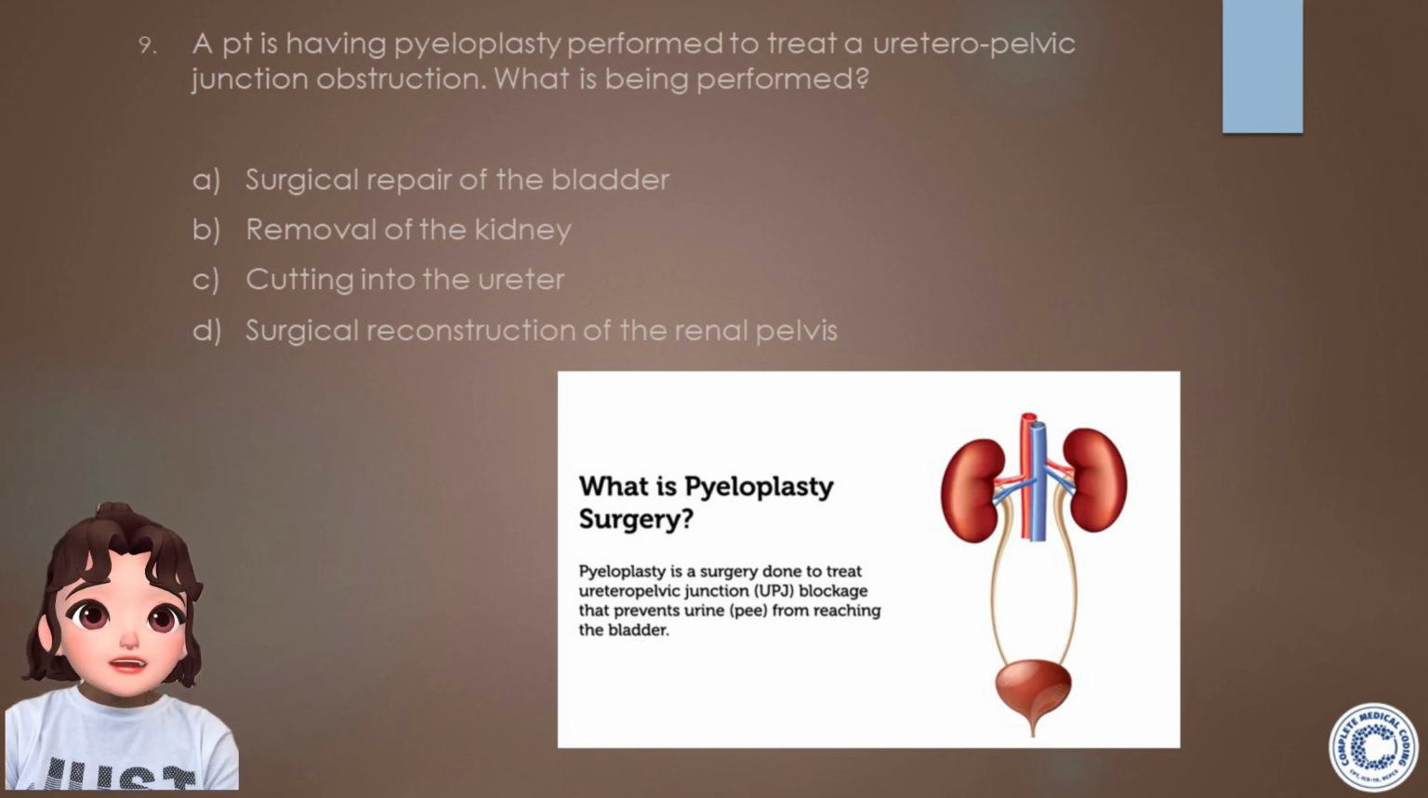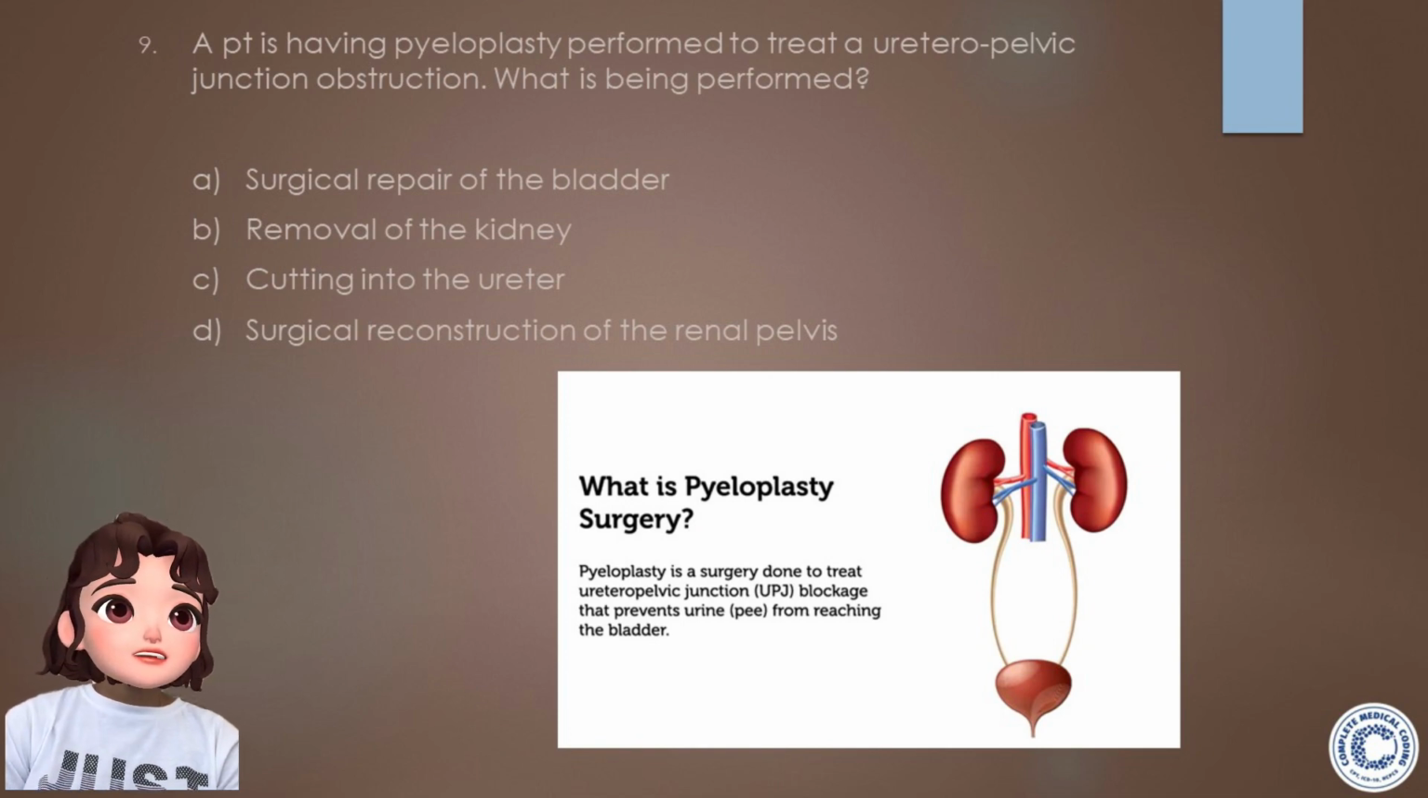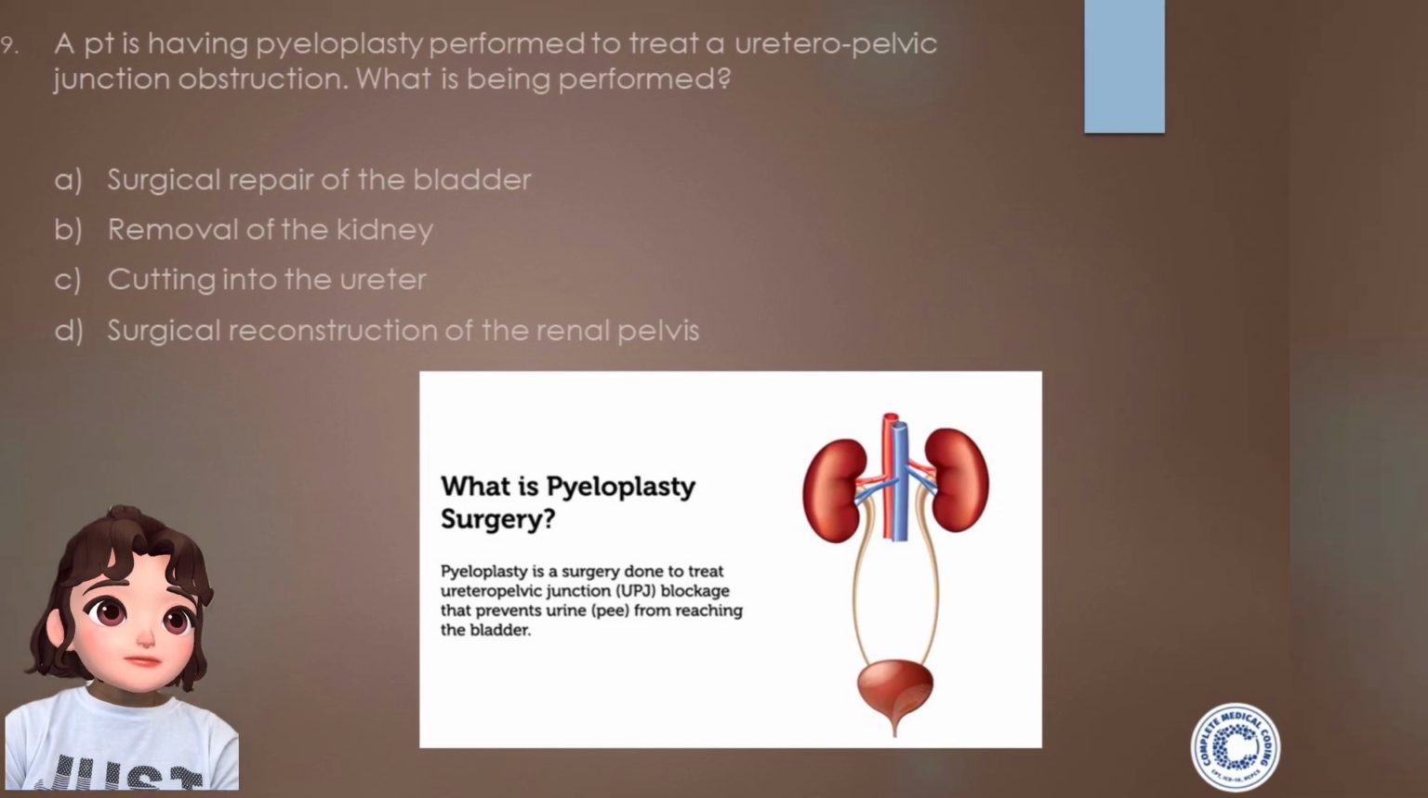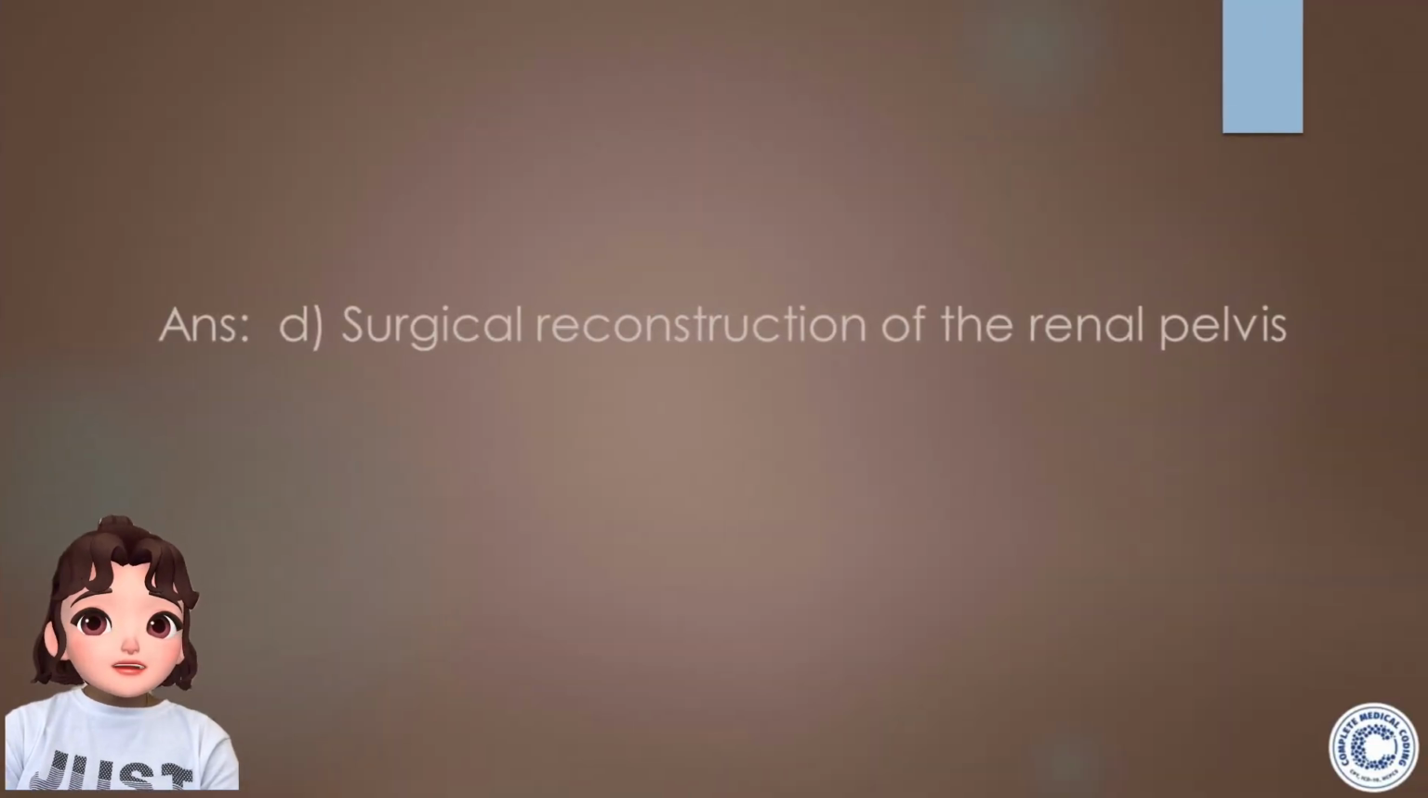So where is all this located? Ureter, bladder, everything is in the pelvic area. So pyeloplasty is a surgery performed on the pelvic area. So the answer will be option D, surgical reconstruction of the renal pelvis.